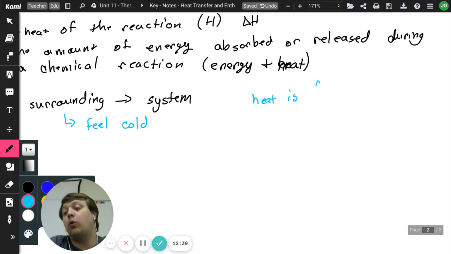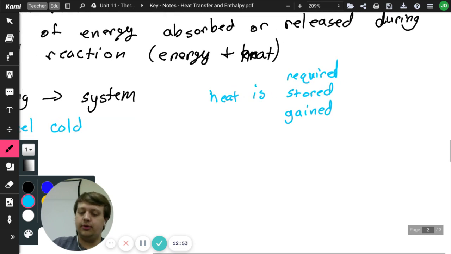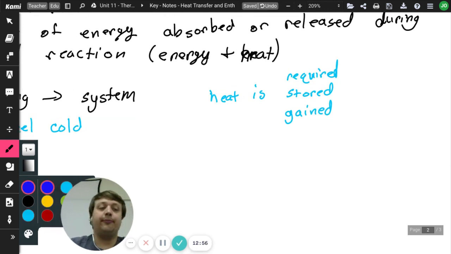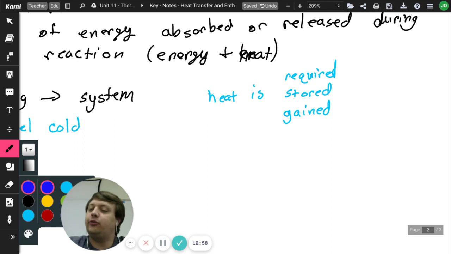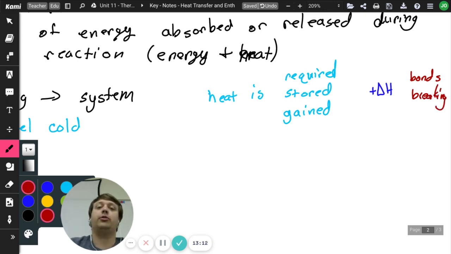Okay. So in this case, for an endothermic reaction to occur, we're going to say heat is either required, we could say that it is stored, or we could say that it is gained. Any of those things would work. Now, for this, it is going to be a positive change in heat. And we are going to find that there are bonds breaking as a result of this endothermic reaction.